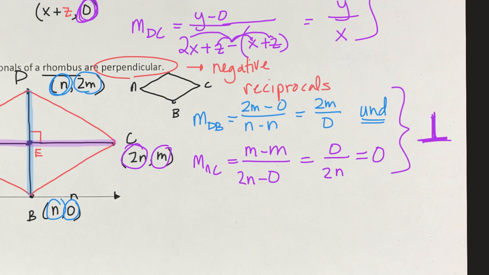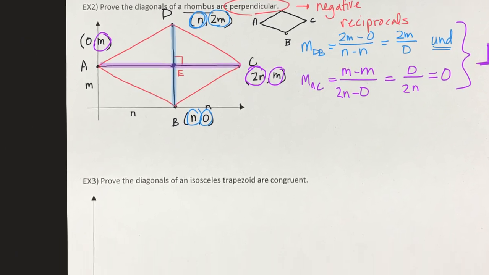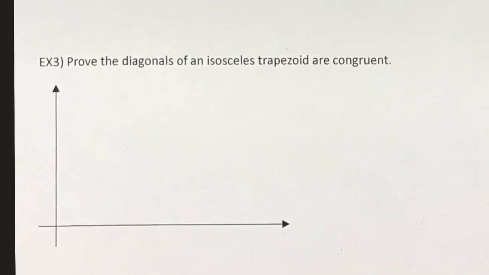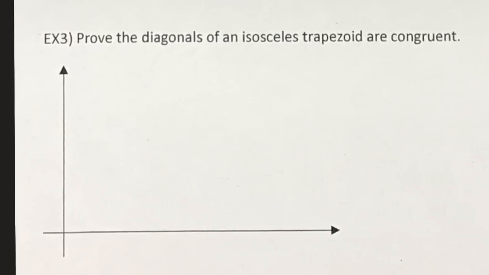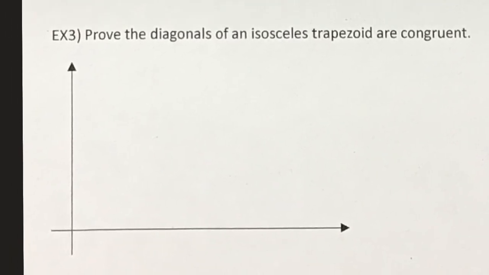So we're finding slopes if you want to know if something is parallel or perpendicular. Our last example: prove that the diagonals of an isosceles trapezoid are congruent. So we need to graph an isosceles trapezoid. Isosceles trapezoids have parallel bases and congruent legs. So let's start by putting our first coordinate here at 0, 0.